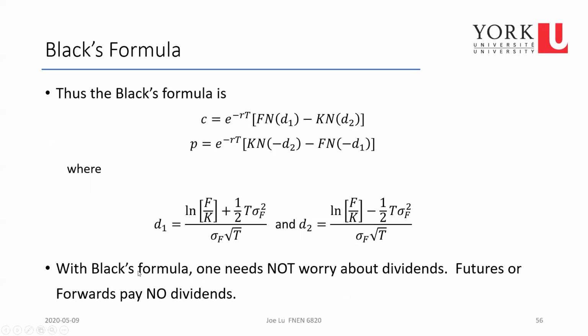Because a forward contract does not pay any dividends, for options on futures you really don't have to worry about dividends. So there's only one form for this formula. Before, we had a form for a stock that doesn't pay dividends, and then we expanded it to a stock that pays dividends. Here, by the nature of the underlying asset, there's no dividend payment.